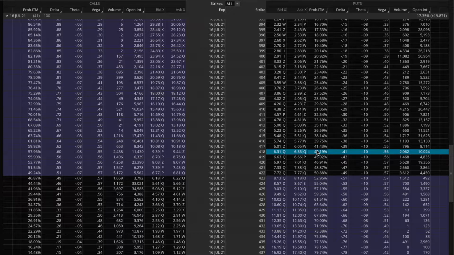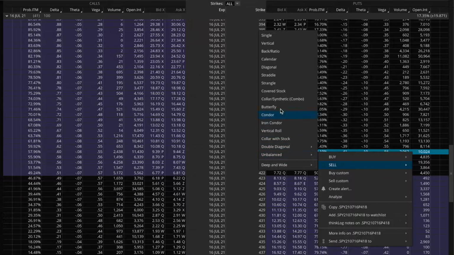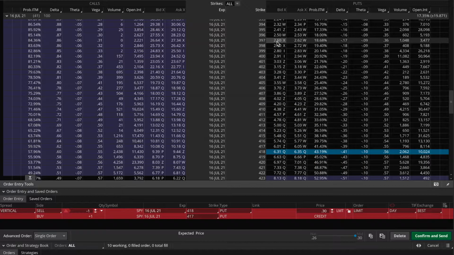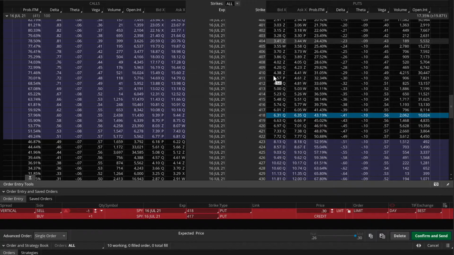And let me go ahead and set the actual order here. Go to sell and then vertical. Let me scroll down a bit here. And so there you go, down here, sell one contract, 418 strike put option, buy one contract, 417 strike put option. The total credit I would receive for placing this order would be $30. And of course, if by July 16th, by the expiration date, SPY is above 418, then I will walk away and keep the full $30.